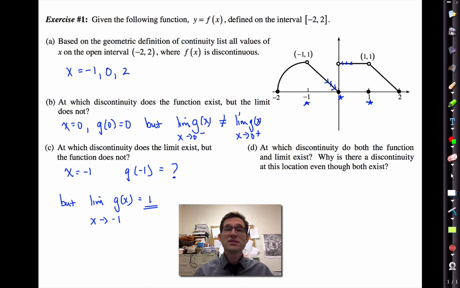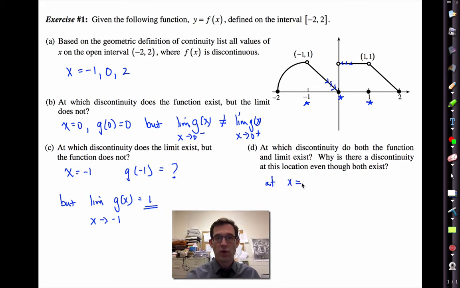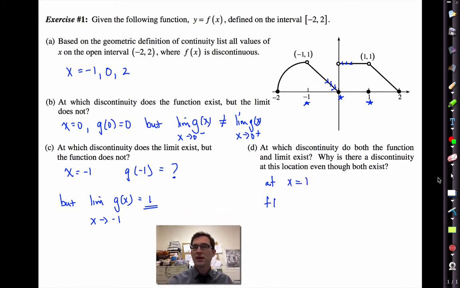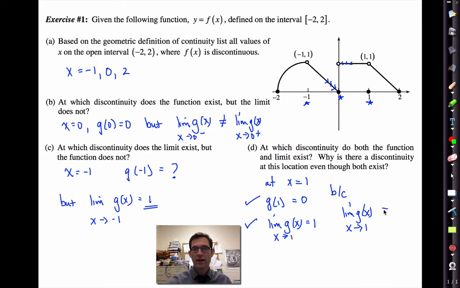Finally, letter D: at which discontinuity do both the function and limit exist? Why is there a discontinuity at this location, even though they both exist? There's only one left, so that's at x equals 1, and that's g, not f, sorry. G of 1 is 0. The limit of g of x as x goes to 1 is 1. So why is there a discontinuity? They both exist. There's a discontinuity because the limit of g of x as x goes to 1 doesn't equal g of 1.